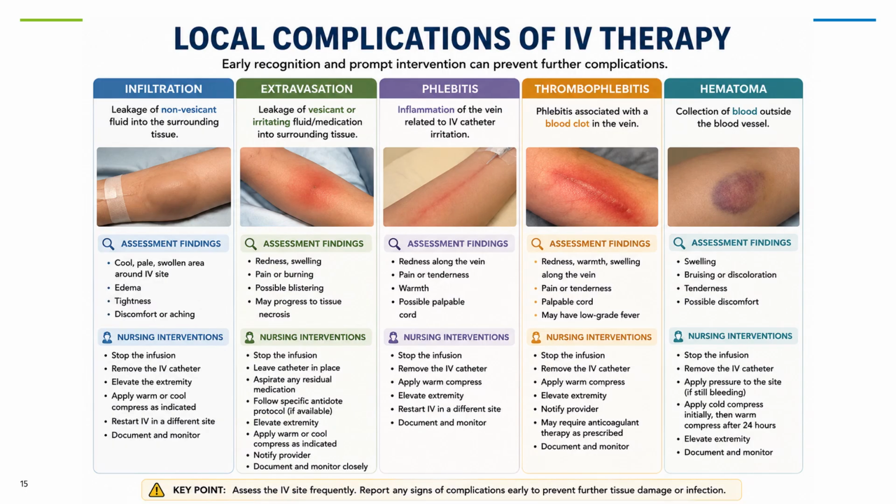So we're looking for things like pain or burning, swelling, redness, blistering, any skin discoloration, delayed tissue damage. Patients will often tell you that it burns. We're never ignoring that complaint.